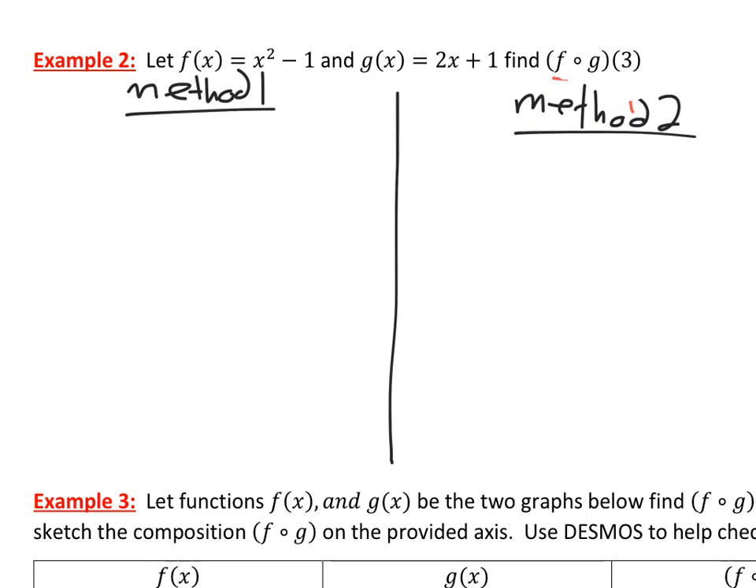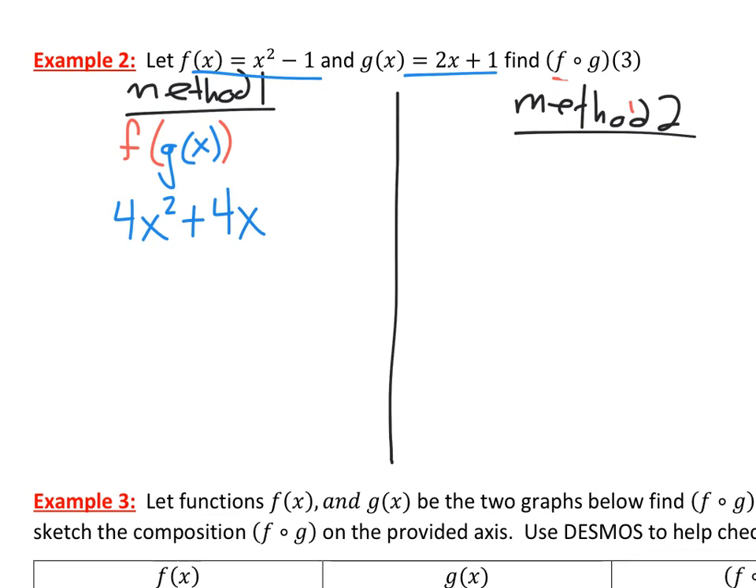So, for method 1, we're going to use basically what we did on the previous slide. I'm going to find f of g of x first. So if I do that, we still have the same two functions as we did earlier on. So we said f of g of x earlier was 4x squared. What was it? Plus 4x.